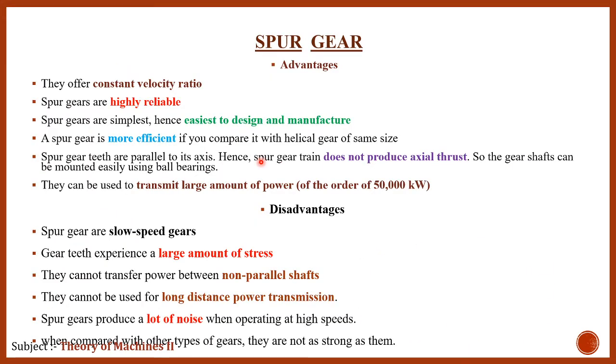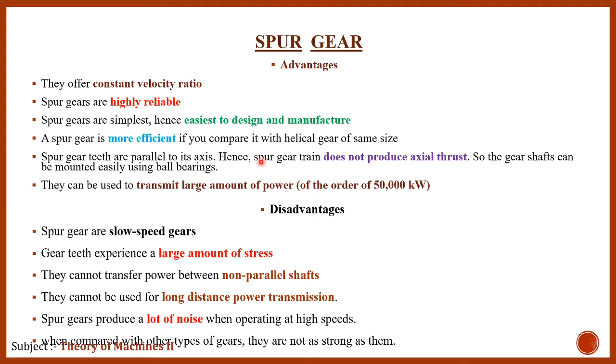Okay, the advantage of this spur gear, they offer constant velocity ratio. Yes, they offer the constant velocity ratio. Second one is they are very highly reliable. Then they are easy to manufacture, easy to design. They are more efficient. They have the highest efficiency as compared to all the types of gears.